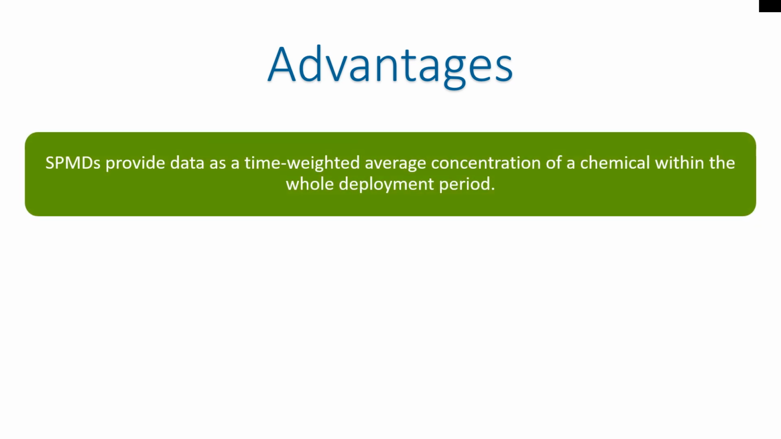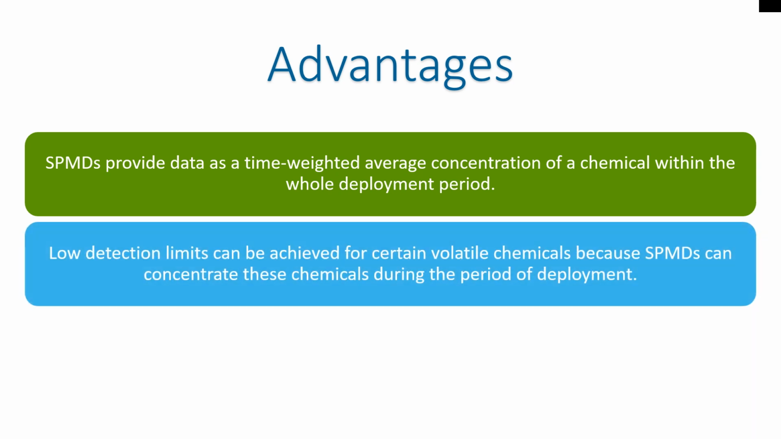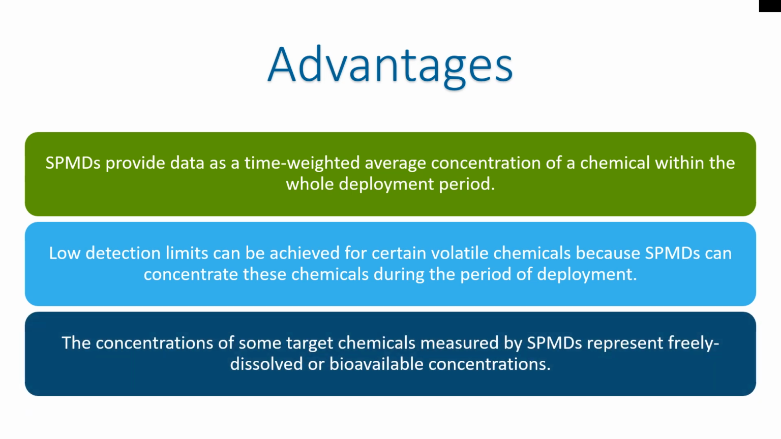Some of the advantages of the SPMD include: the technology uses accumulation to calculate a time-weighted average concentration within the medium sampled. The device can achieve low analytical detections of certain chemicals due to long deployment times. The calculated concentrations of some target chemicals represent bioavailable concentrations for use in ecological risk assessments.